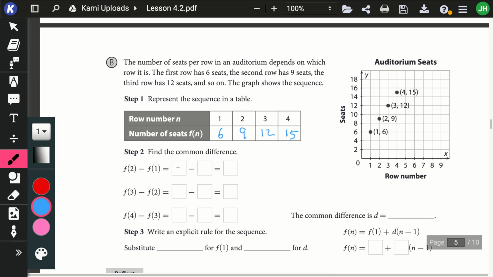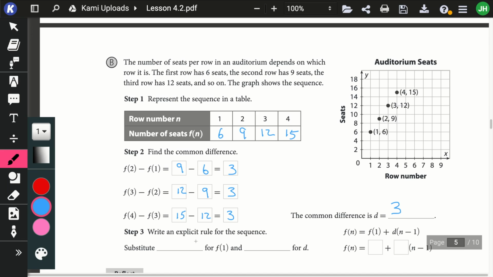Let's find the difference. f of 2, which is 9, minus f of 1, which is 6, that's 3. f of 3 is 12 minus f of 2 is 9, that's 3. f of 4 is 15 minus f of 3 is 12, that's 3. The common difference is 3.